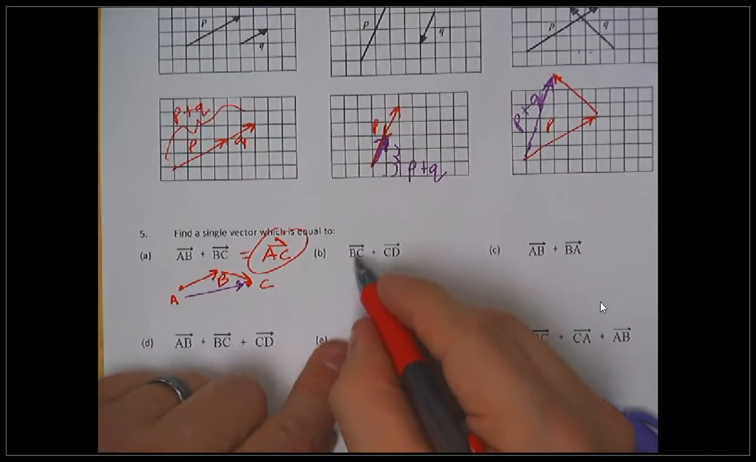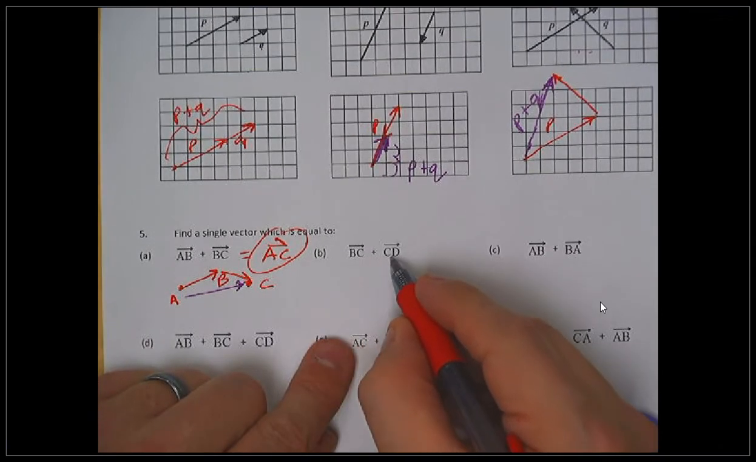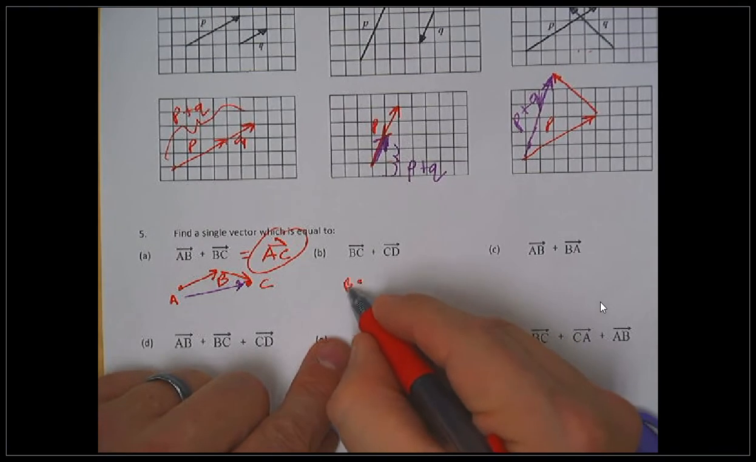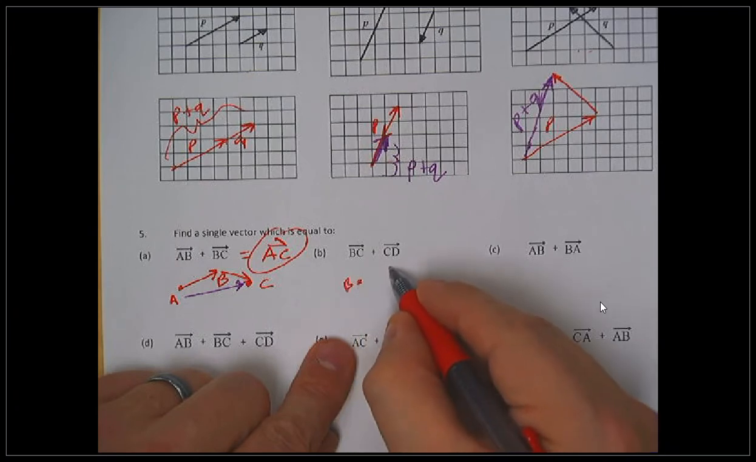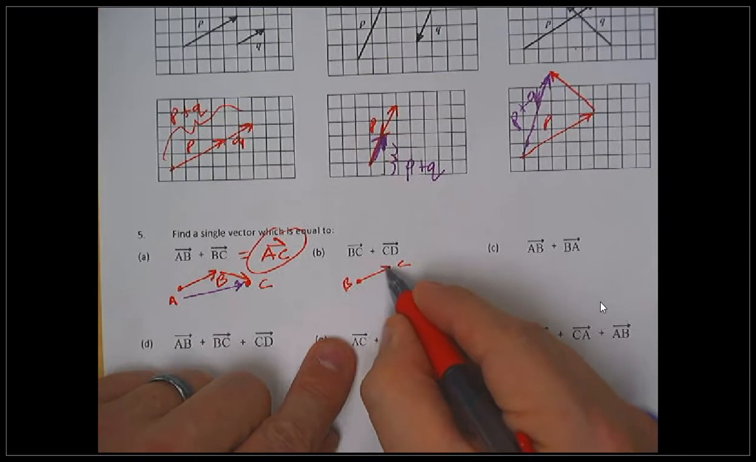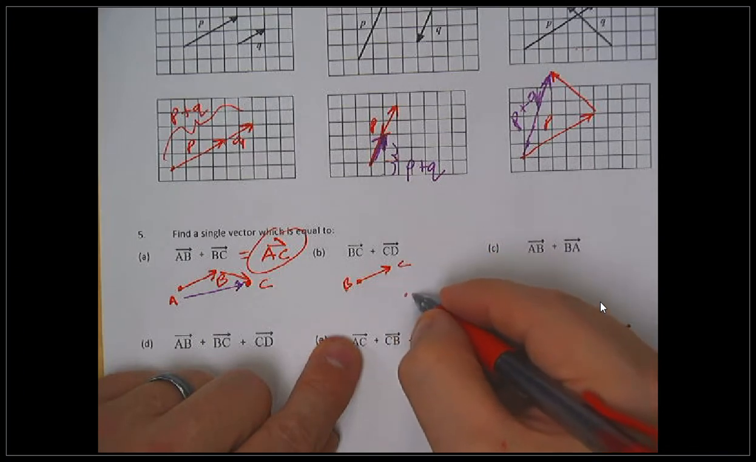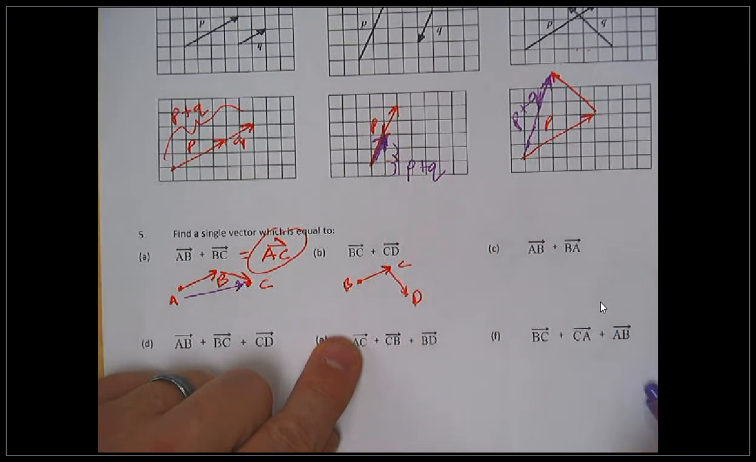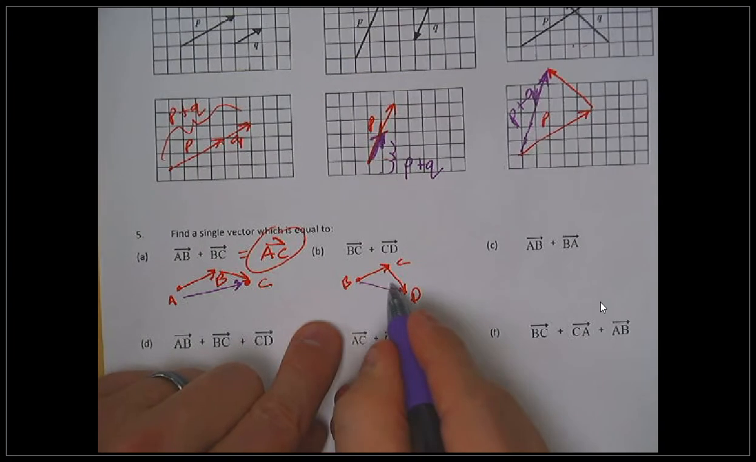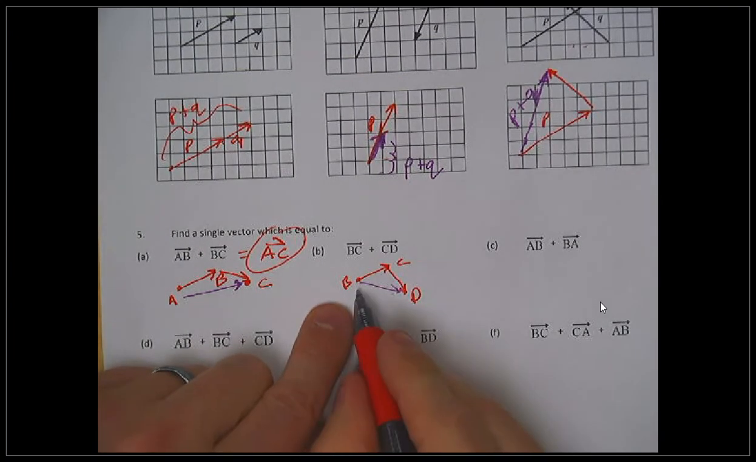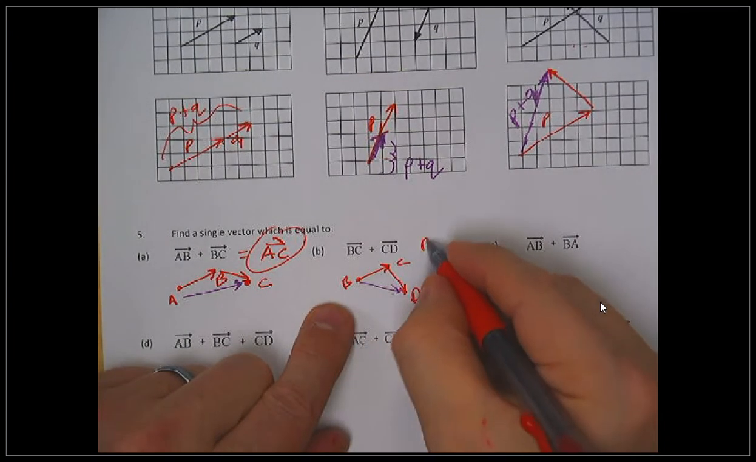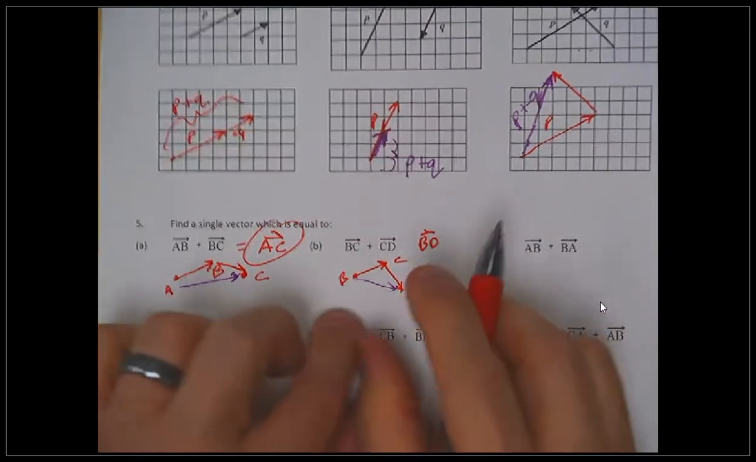Our next one, we have a vector B to C plus C to D. So again, we'll do some point B to C. So we have this vector, and then we have another vector from C to D. So D is down here maybe. And so our resultant vector is going to be this one here, which is a vector from B to D. So B to D. Now the orientation doesn't matter.